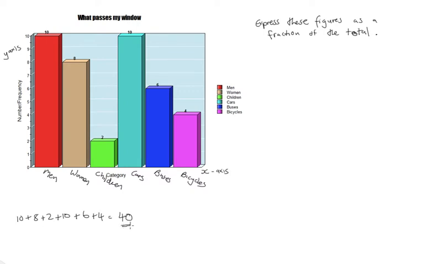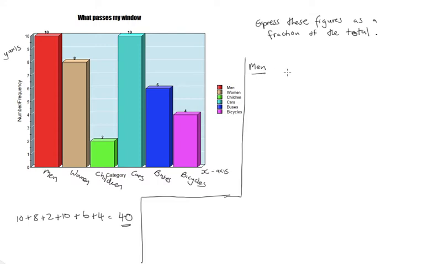Now maybe something passed by your door like an animal, and you didn't count that, so you can just ignore that, okay? You only looked at the categories that you chose. So 40 things passed by your door. And I'm asking you to express all of these figures as a fraction of the total. So I'll just draw a line down here and a line across here. Okay. So first thing we will look at men, okay?